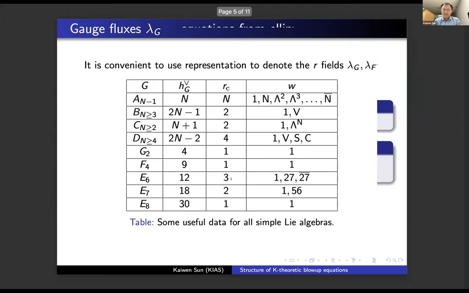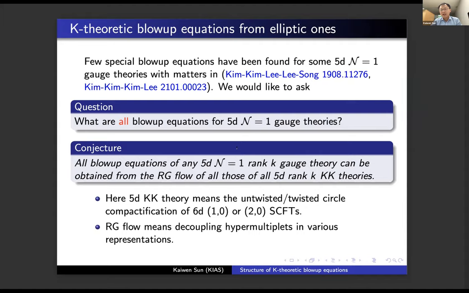So what is the structure of K-theoretical blow-up equations? There are already many works on blow-up equations for 5D N=1 theories. Mainly for some special cases, they found some very special 5D blow-up equations. So here we want to ask, what are all the blow-up equations for 5D N=1 theories?